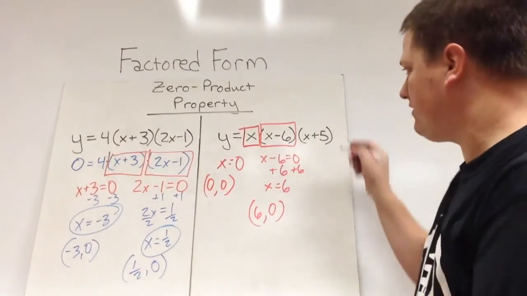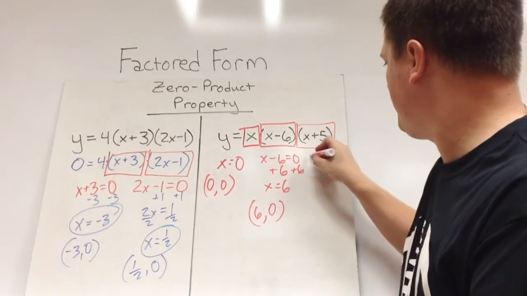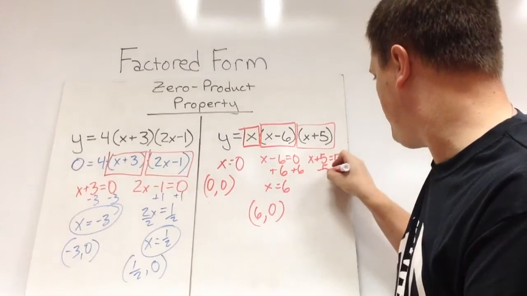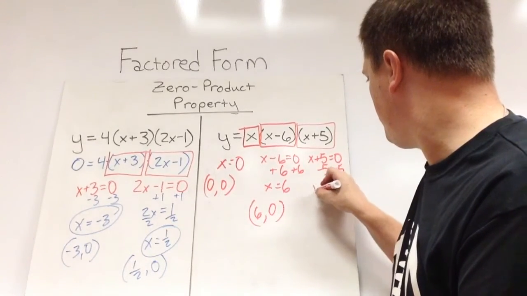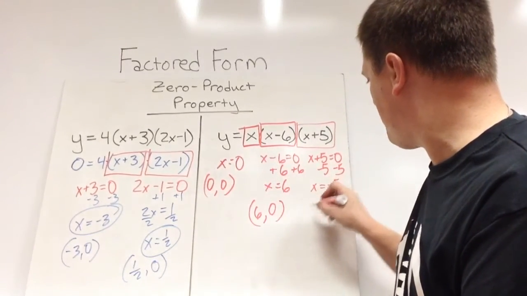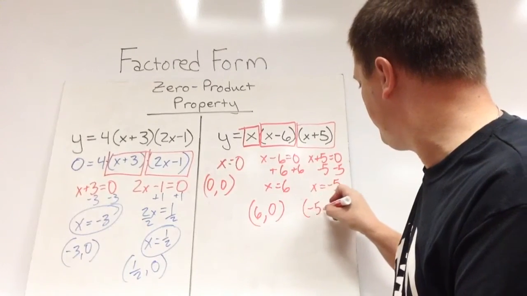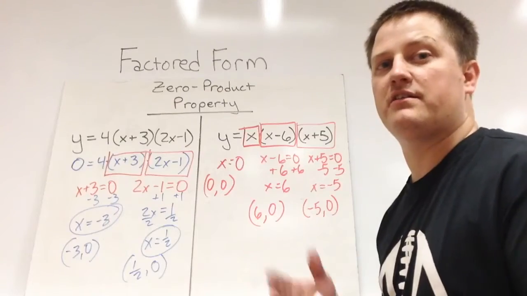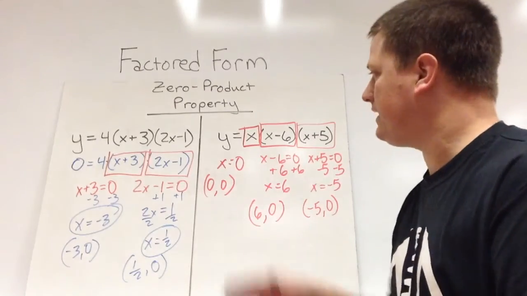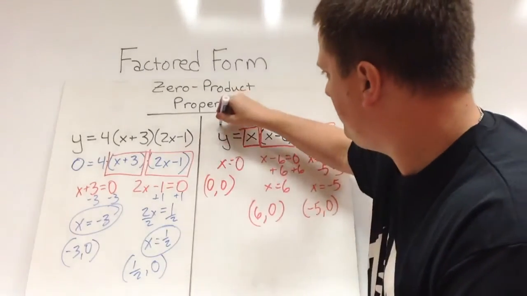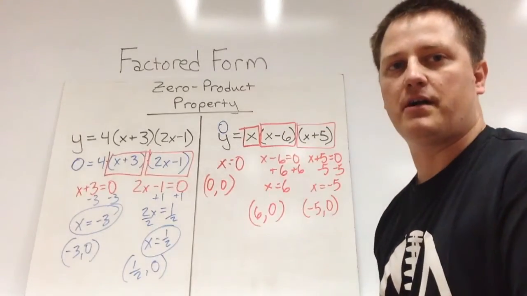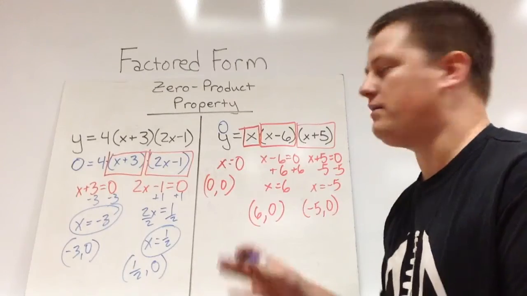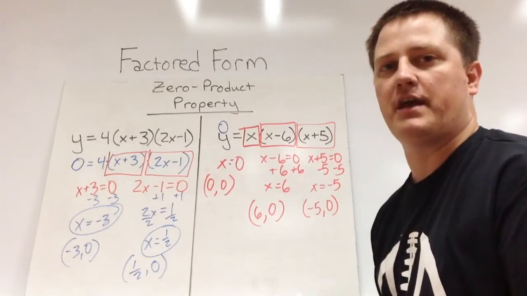And we've got a third version here. X plus 5 equals 0. Minus 5 on both sides. And we've got negative 5, 0. Okay, so this is using the zero product property, meaning that our y value is going to be 0. So as long as one part of it is 0, that means the whole thing is 0. So we look for as many options as are possible.